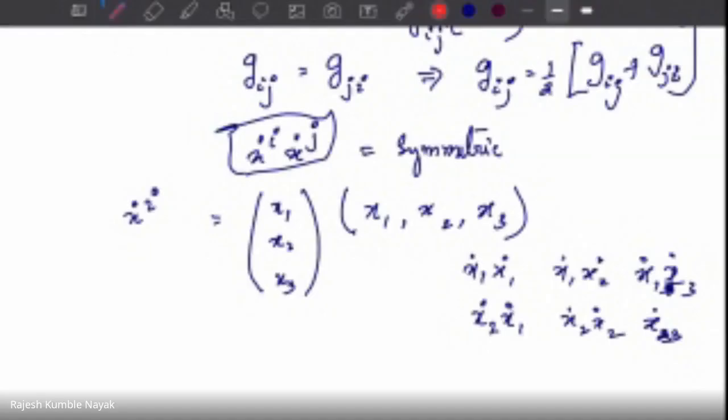Is that clear? If you are considering ẋ with upper index i as a column vector, then why would you consider ẋ with upper index j as a row vector? It's only when G_ij would act on it that it would become like a row vector, right? Beforehand, we can't assume. I mean, why would ẋ^j be a row vector if ẋ^i is a column vector?